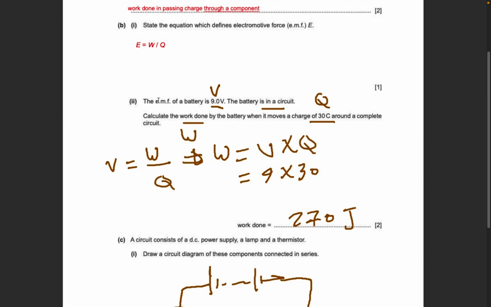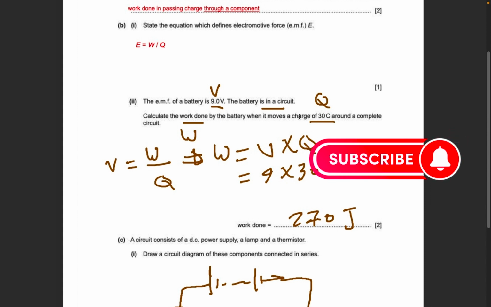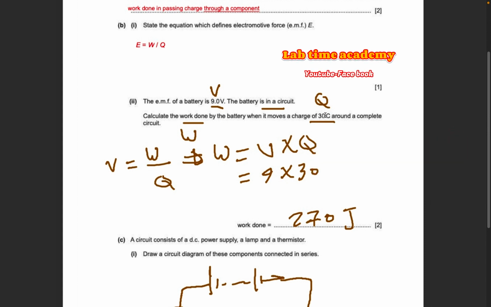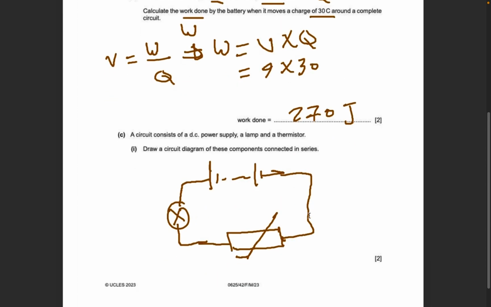B ii. The EMF of the battery is 9.0 volt. The battery is in a circuit. Calculate the work done W for the battery when it moves a charge of 30 coulomb around the complete circuit. How can I get W? You know V equals W over Q. So just cross multiplication: write W as the subject, W equals V times Q. V is 9.0 times Q, which is 30, to get 270 joule.